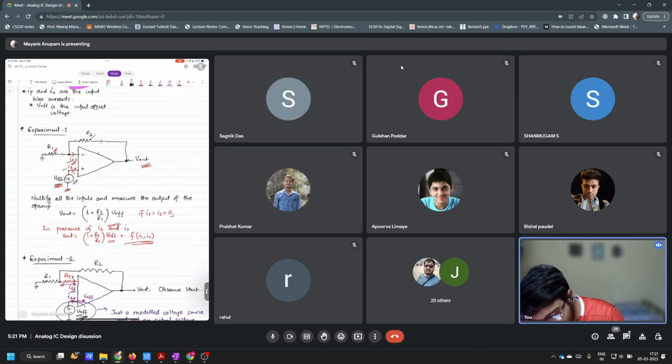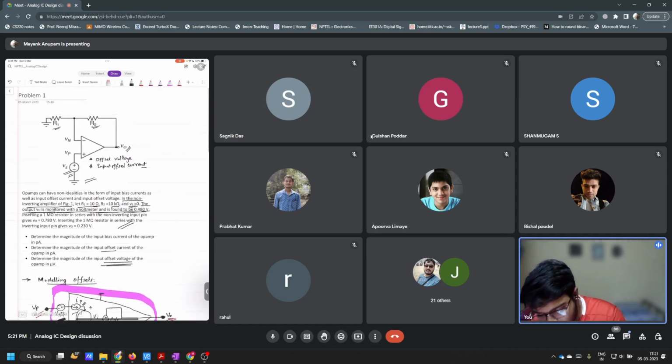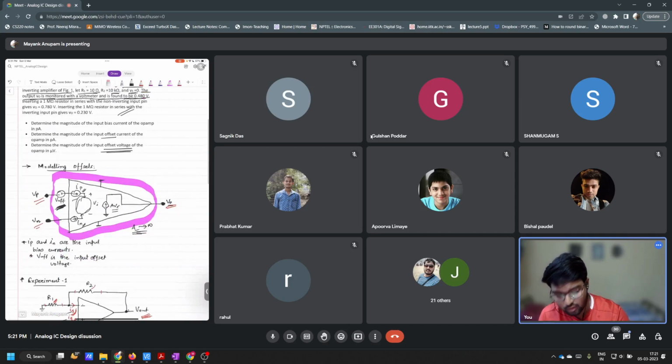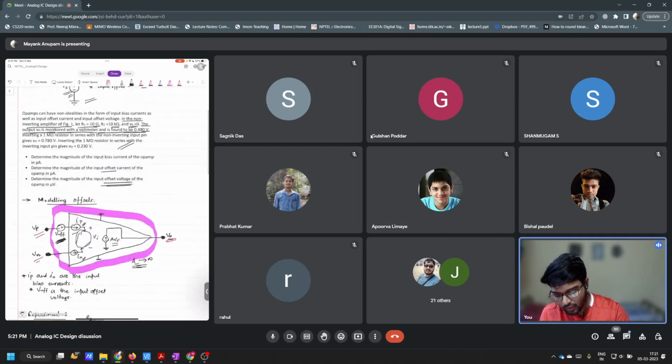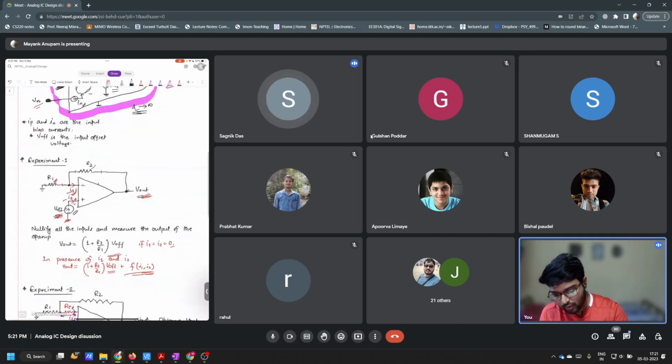And how will you find the three equations? In here, what is the value of V out in the first experiment? Here you can assume that the gain A of the op amp is infinity for this particular assignment, this particular problem. So I'm asking, how will you find out V out here in terms of I1, I2 and V offset?